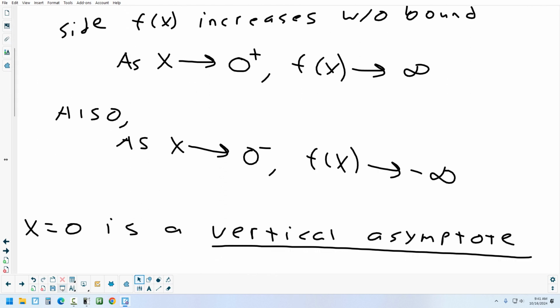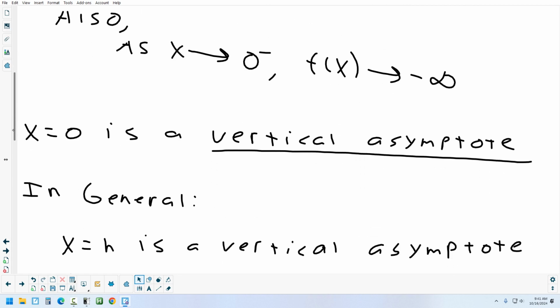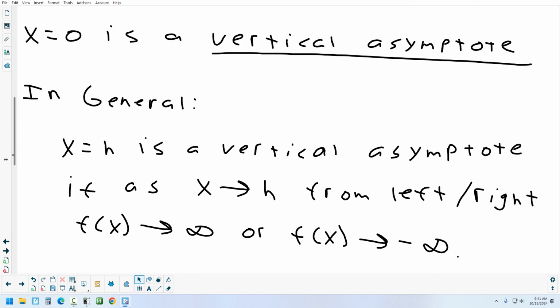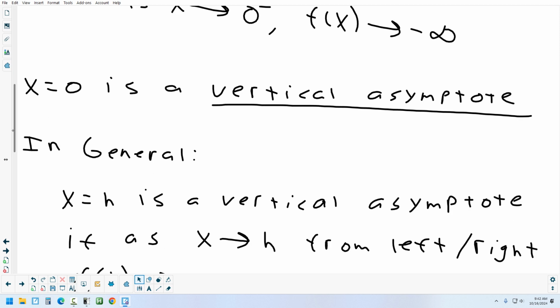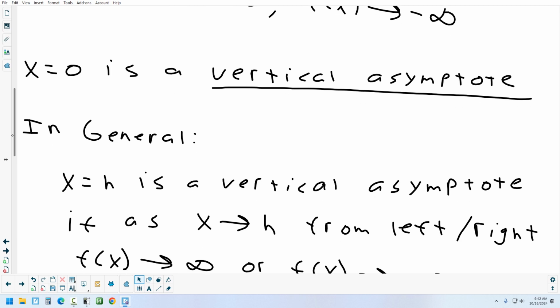Okay, so as x approaches 0 from the negative side, it heads down forever, and that's a vertical asymptote. Vertical asymptotes are pretty easy to see on a graph, because that's where all of a sudden you see something spiking up, or, as you head in another direction, plummeting down on the other side. So they're very easy to see when you graph them. They're also pretty easy to find algebraically.